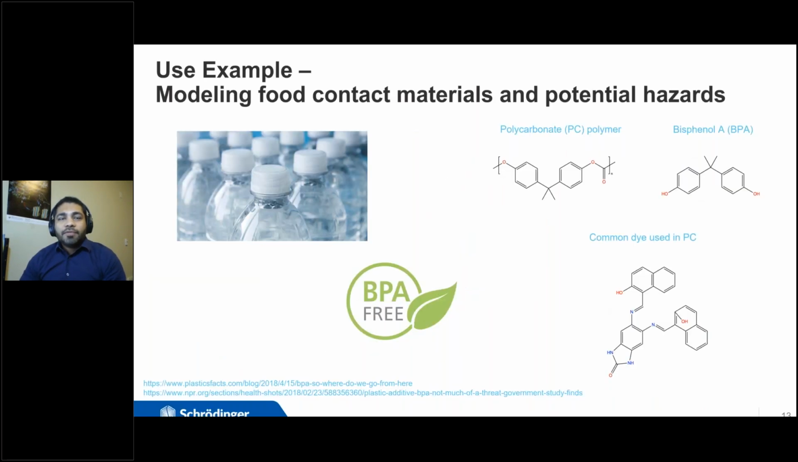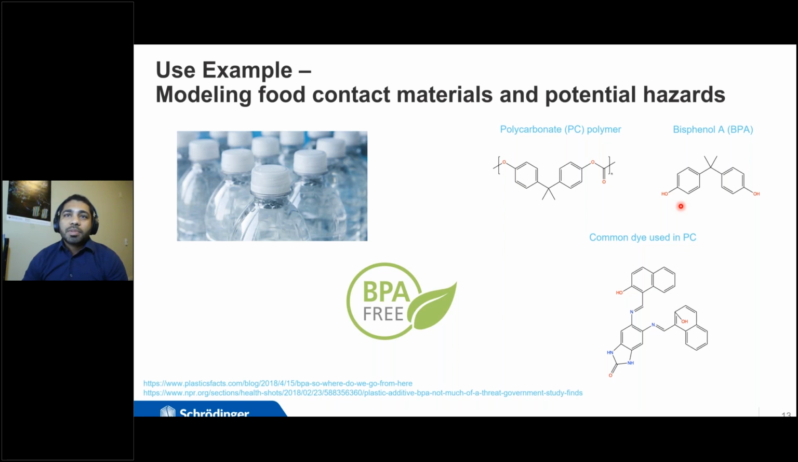Right. So we have seen this label quite often on our plastic bottles or containers, the BPA free. And if you're wondering what BPA is, it stands for bisphenol A, a chemical typically used as a monomer for polycarbonate polymer. It is also used as a plasticizer for various other polymers that are used to make plastic bottles or plastic containers. The reason we want BPA free in our containers is because this particular chemical is toxic and carcinogenic for both humans and animals.